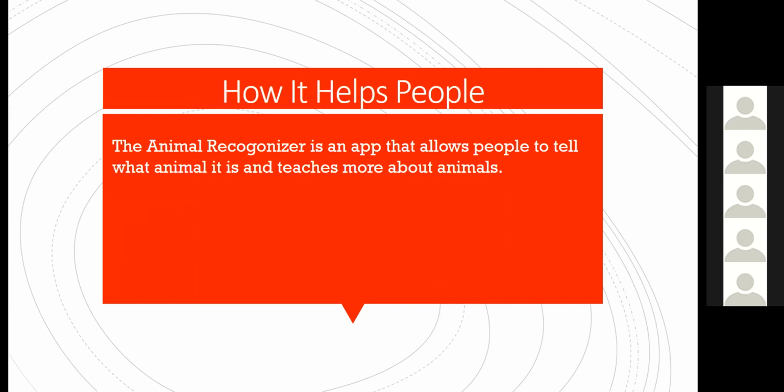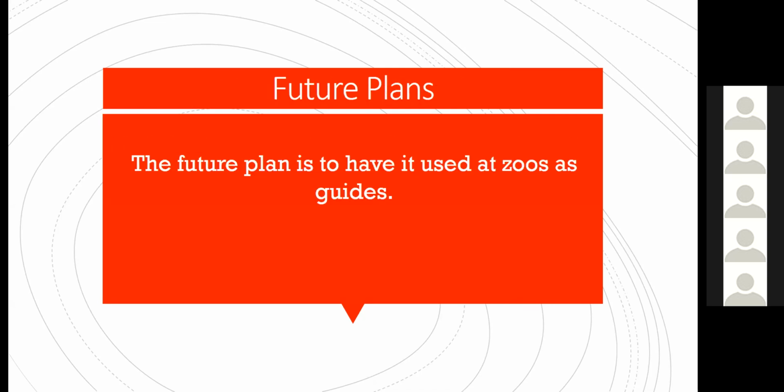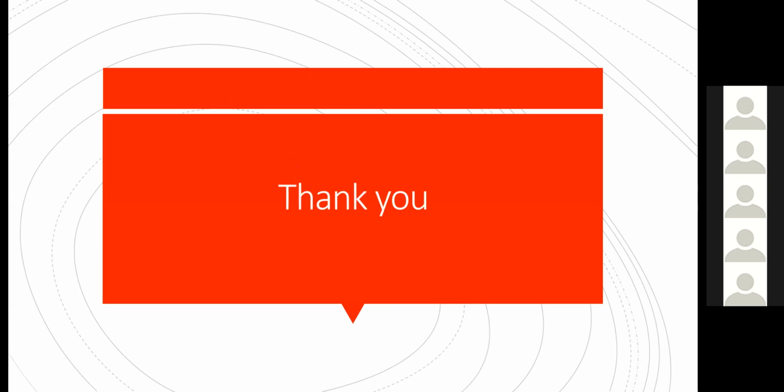How it helps people: the Animal Recognizer is an app to tell more about animals. The future plan is to have it used at zoos as guides, instead of needing a guide to come with you. You just walk around on your own, point it at the animal, and it recognizes the animal. Thank you.